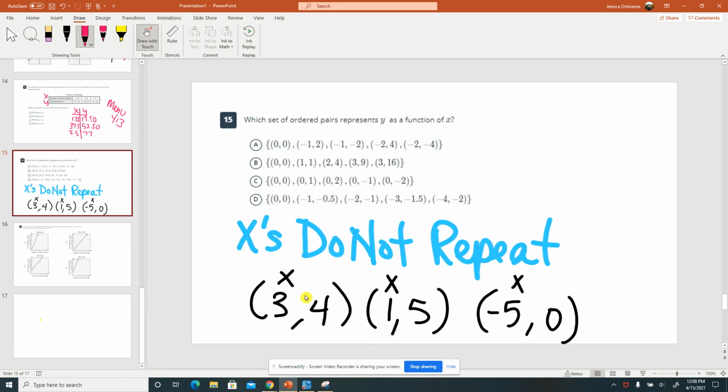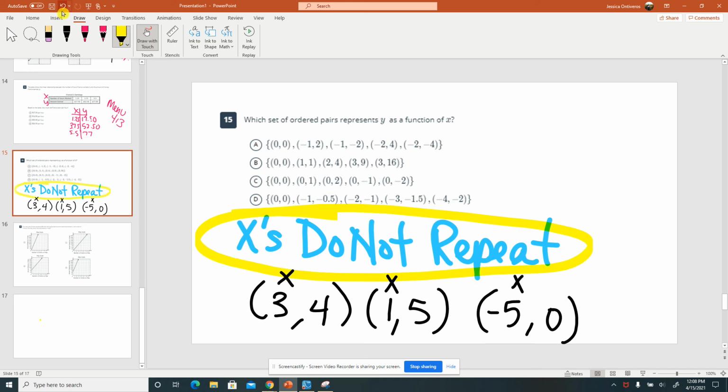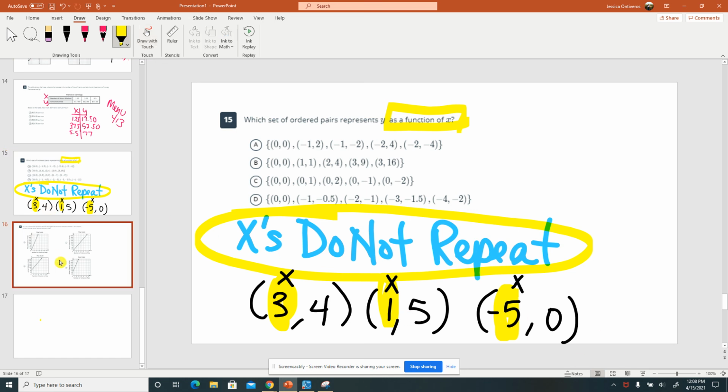Okay, for number 15, don't forget X's don't repeat. Oops. The X's do not repeat. That means the first number should not repeat in order to be a function. So look through these answer choices to see which one shows where the X's are not repeating. The first numbers should not be repeating.